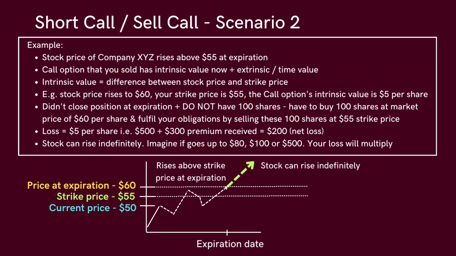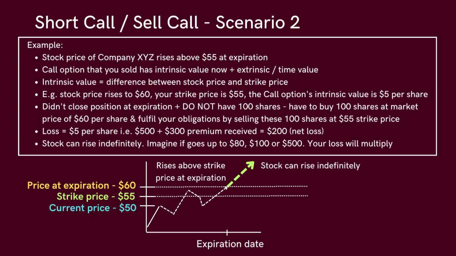And let's say you did not manage to close the position at the expiration date, and if you do not have 100 shares in your portfolio, then you will have to buy 100 shares at the market price of $60 per share to fulfill your obligations by selling these 100 shares at $55 strike price. In this case, your loss will be $5 per share, which is a total of $500.